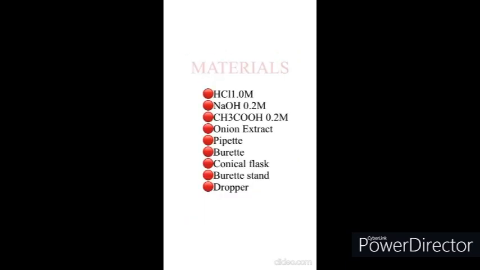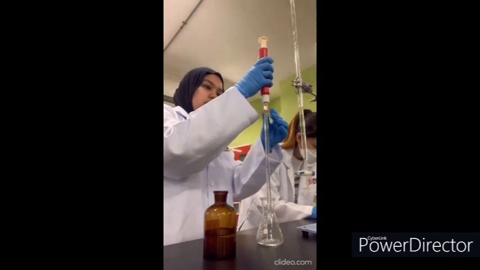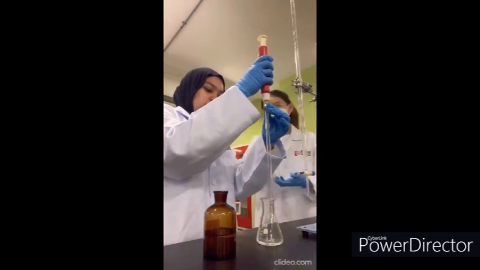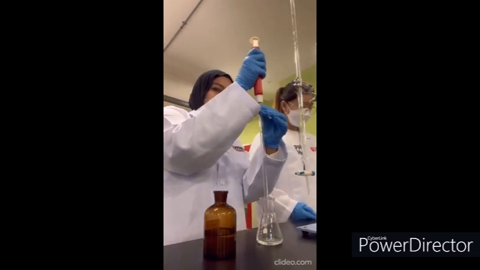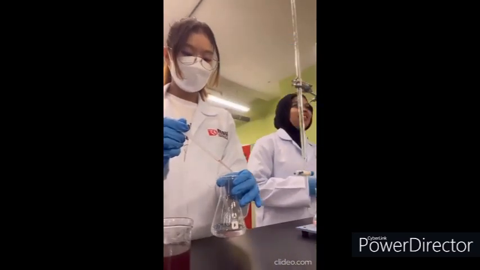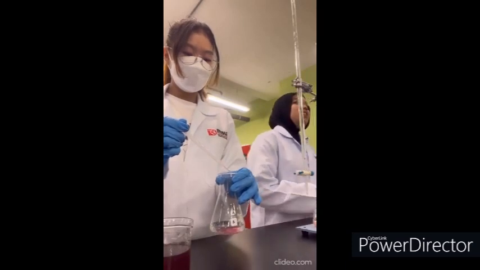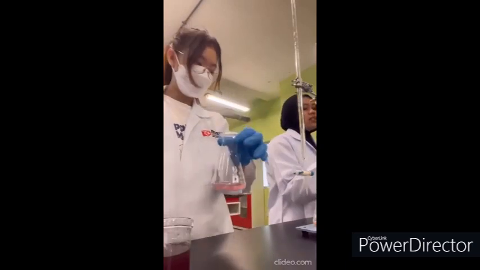The materials used are HCl, NaOH, acetic acid, onion extract, pipette, burette, conical flask, burette stand and dropper. Firstly, pipette 20 ml of hydrochloric acid with a molarity of 1.0 into 2 conical flasks labeled as flask A and flask B. Using a dropper, add 10 drops of onion extract to the hydrochloric acid in flask A and flask B, and it will be used as the natural pH indicator.